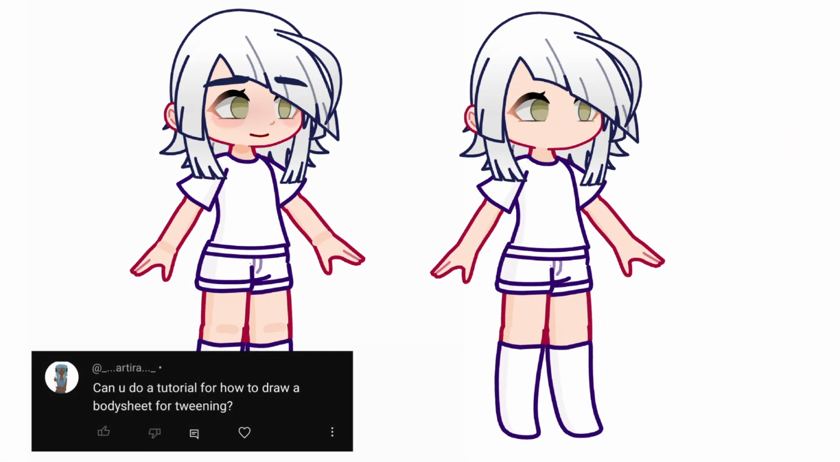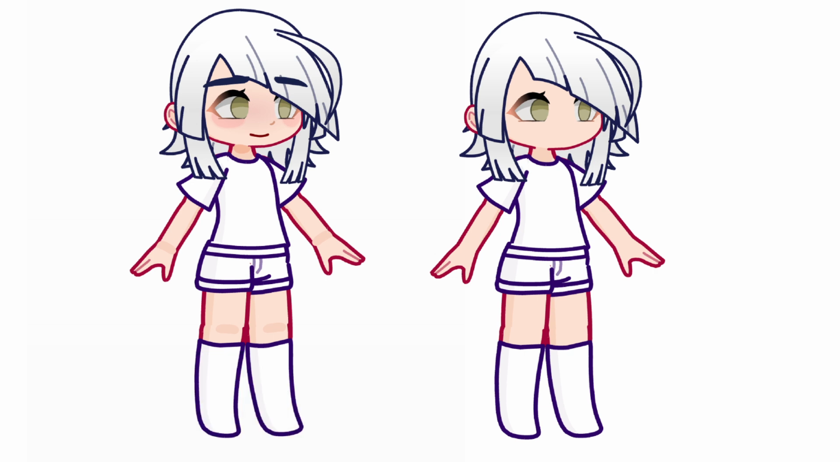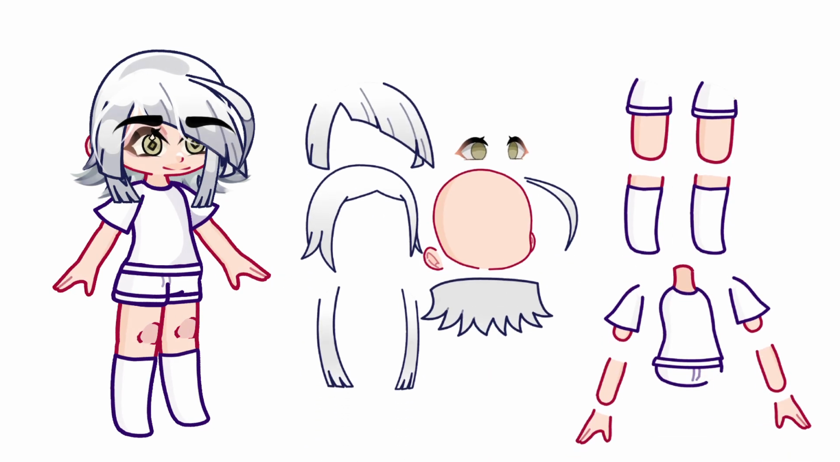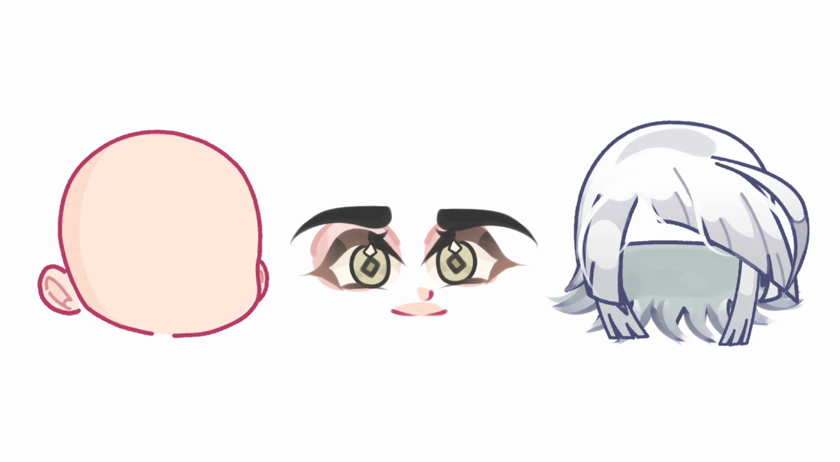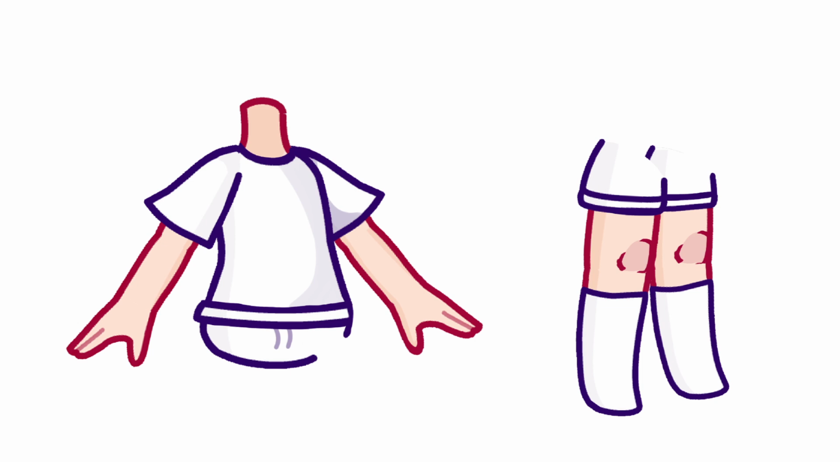Before we get started, here's some information you'll be needing for today's tutorial. When separating and screenshotting your OC, make sure that no accessories or any kind of shading is applied onto your character. Make sure that your character is as clean as can be. When separating your body sheet, you separate them into 5 categories: the head, face, hair, upper body, and lower body.